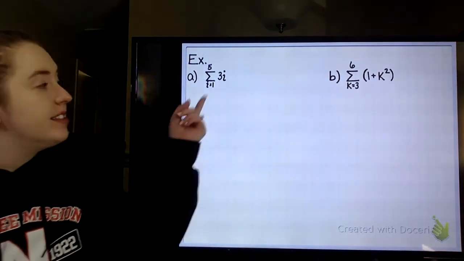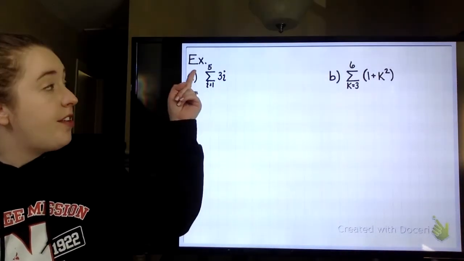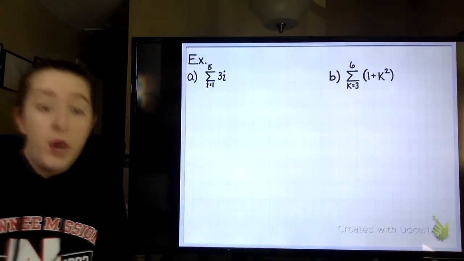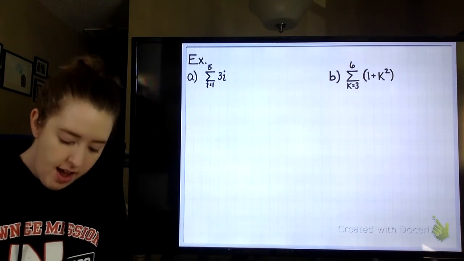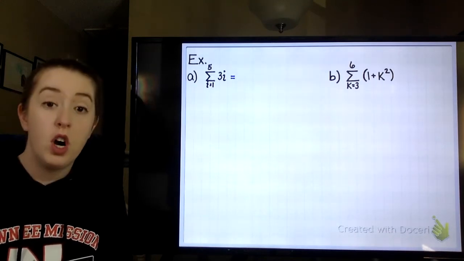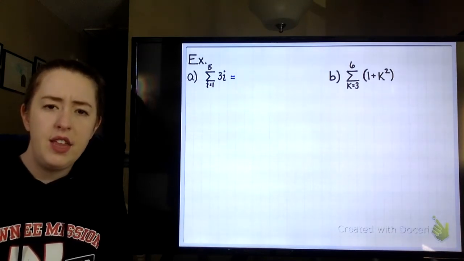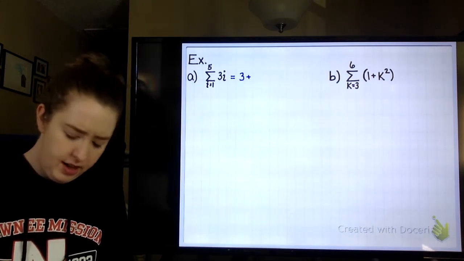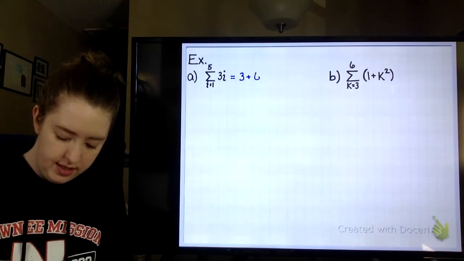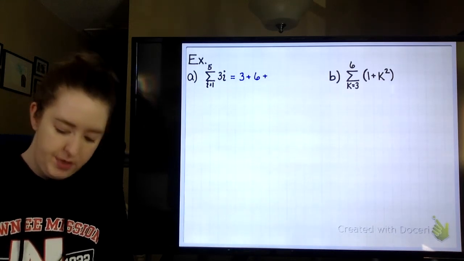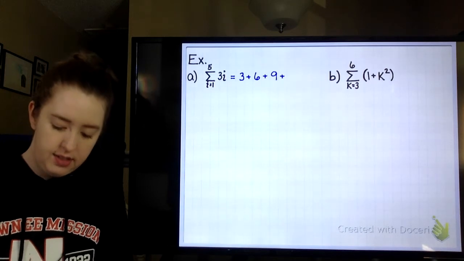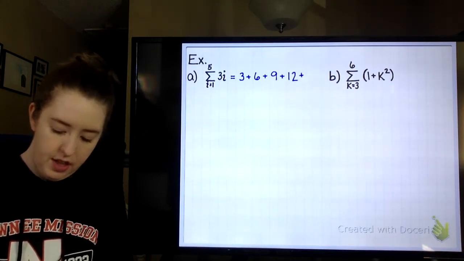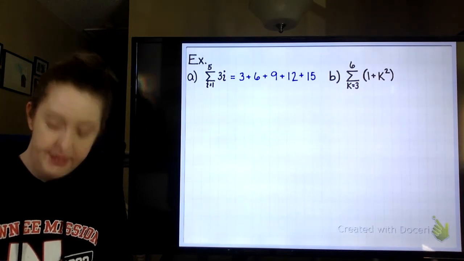Okay, so now we want to find the summations of these guys. So I want to find the sum from the first term to the 5th term of the sequence 3i. So if I wanted to go through and do this by hand, I would figure out what these terms were. So let's see, 3 times 1 is 3, plus 3 times 2 is 6, plus 3 times 3 is 9, plus 3 times 4 is 12, plus 3 times 5 is 15.